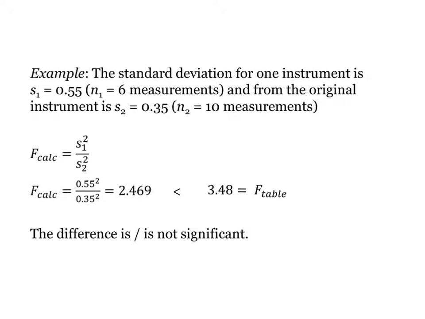In comparing the calculated and tabulated values of f, we see that f-calc is less than f-table. This means that the difference between the standard deviations is not significant, so we can go on to compare the means of the two data sets, which we'll do in the next lecture.